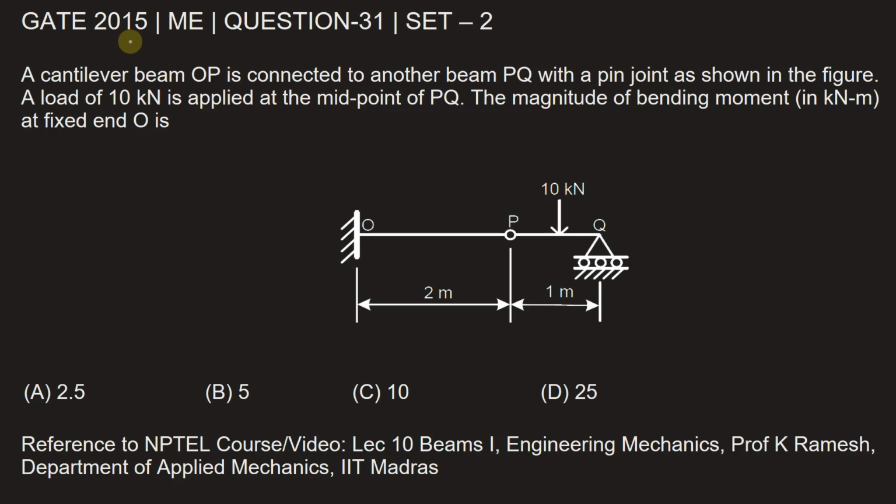This question is from GATE 2015 Mechanical Engineering paper, set 2, question number 31. A cantilever beam OP is connected to another beam PQ with a pin joint as shown in the figure. A load of 10 kN is applied at the midpoint of PQ. The magnitude of bending moment in kilonewton meter at fixed end O is.